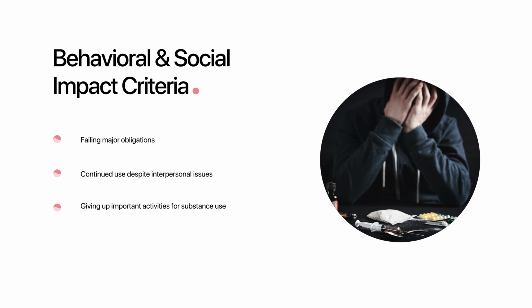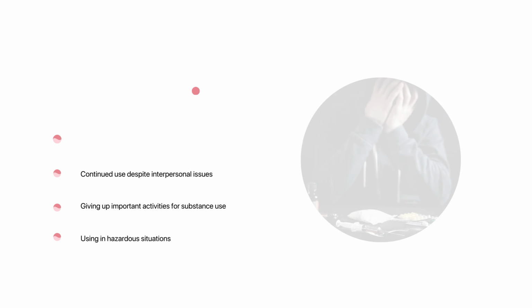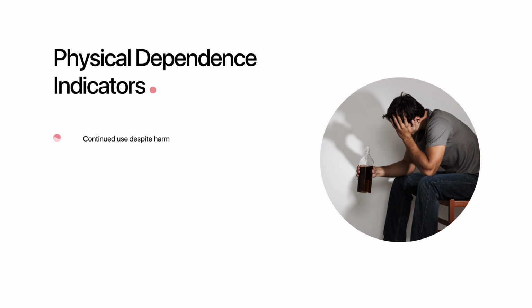7. Giving up or reducing important activities because of substance use. 8. Using in physically hazardous situations, e.g., driving under the influence. 9. Continued use despite knowing it's causing physical or psychological harm. 10. Tolerance, needing more of the substance to achieve the same effect. 11. Withdrawal symptoms when not using the substance.